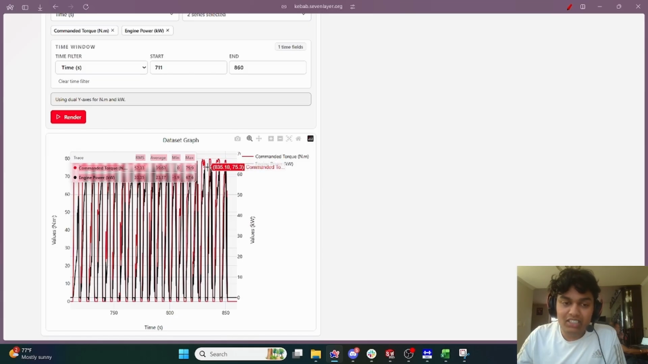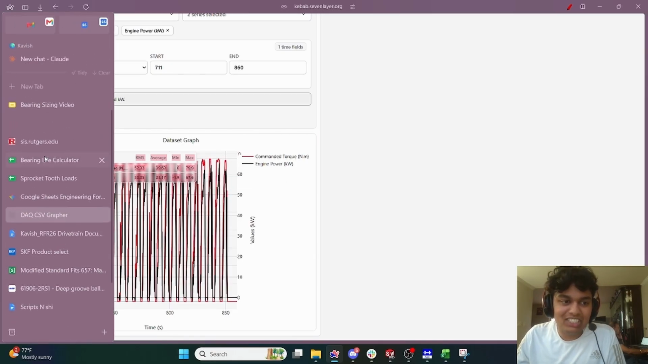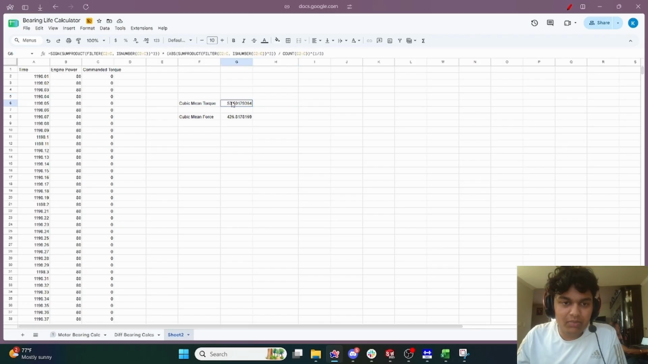If you're doing heat gen calculations, you'd use the root mean square. For fatigue life, we use cubic mean. Why is that? I'm not entirely sure. It's just convention. So I calculated the cubic mean torque, and from here I calculated the cubic mean force.